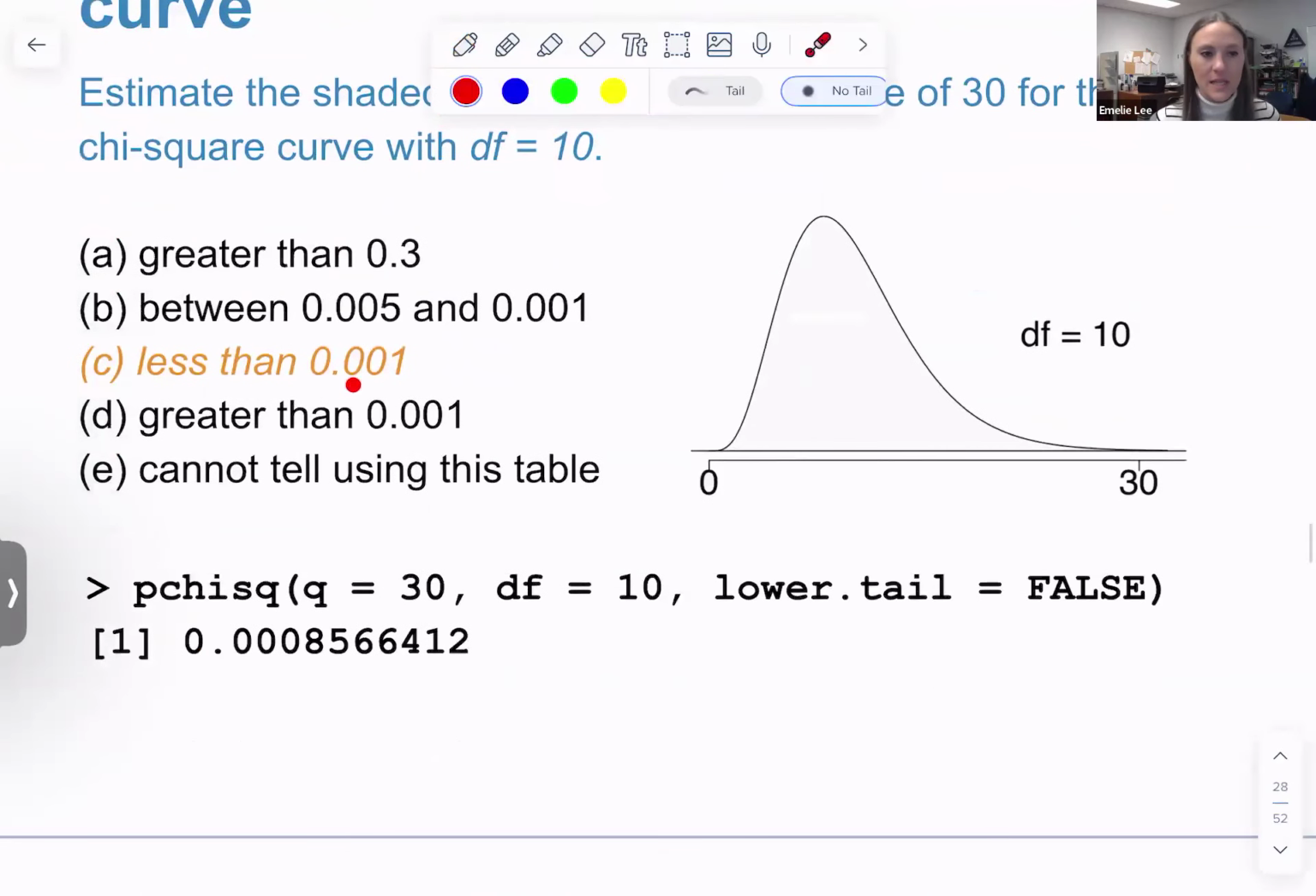We decided it was less than 0.001. Using software, we can find that. So here, using software, we can find a more precise probability, but it is less than 0.001, right? 0.00085, and so on, is less than 0.001.